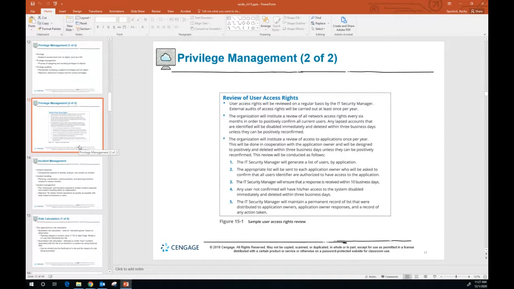We see an example here of a user access rights review where the access rights will be reviewed on a regular basis by the IT security manager.